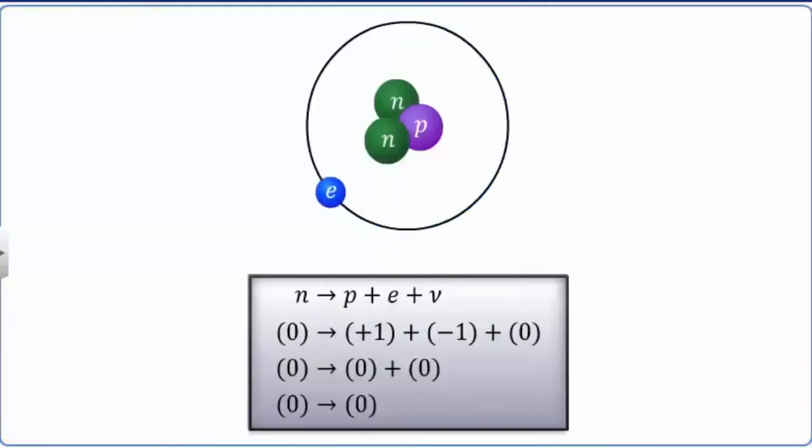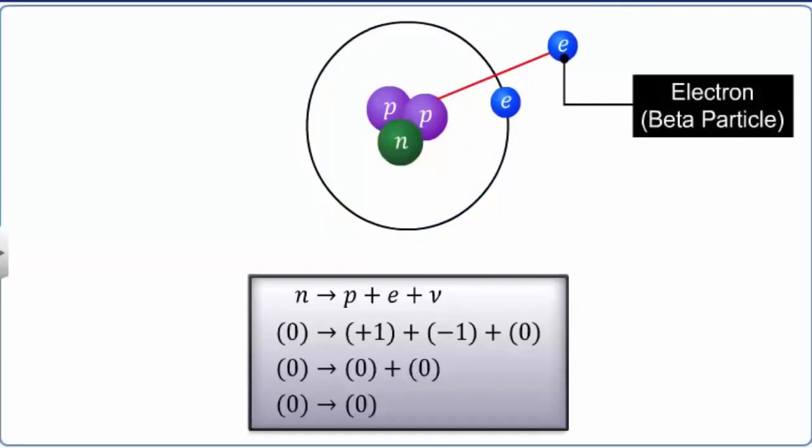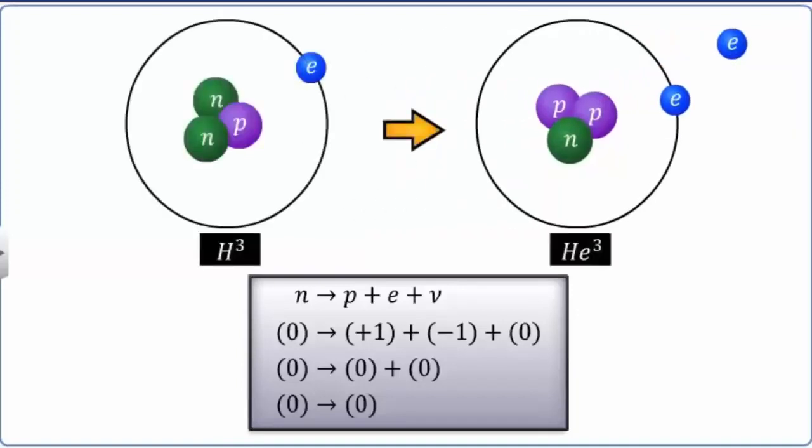Similarly, charges are also conserved in natural processes such as the beta decay of a neutron. During the beta decay, a neutron breaks into a proton and an electron, releasing a neutrino. Here, the neutron and neutrino are chargeless particles, while the proton and electron are oppositely charged particles, whose combined net charge is 0. Hence, we observe that the total charge in this process is conserved.